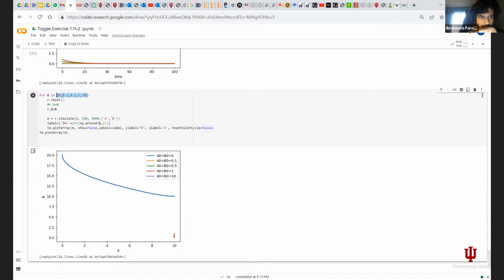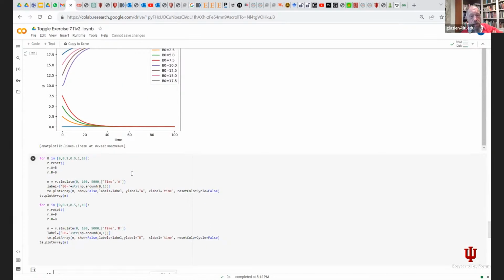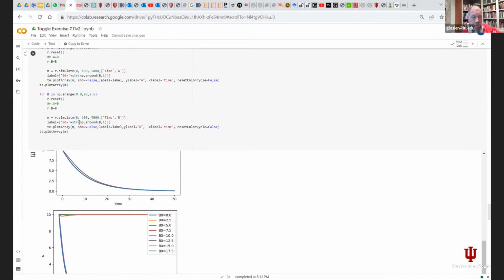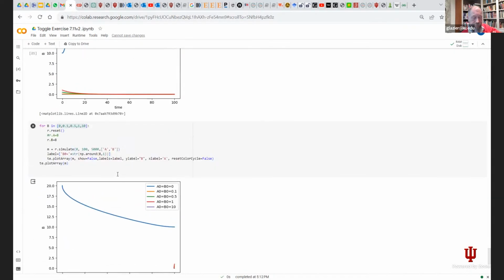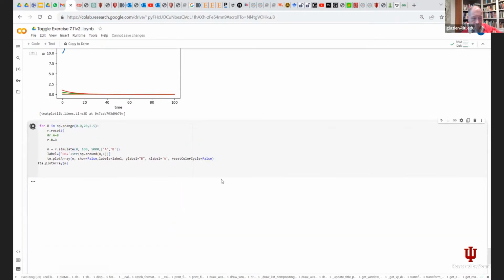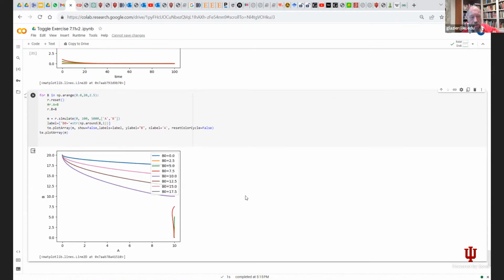Wouldn't it make more sense to switch this back to the continuous A range? Yeah, I'd go back to your A range, your NumPy A range. Good point, William. There we go. That's better.